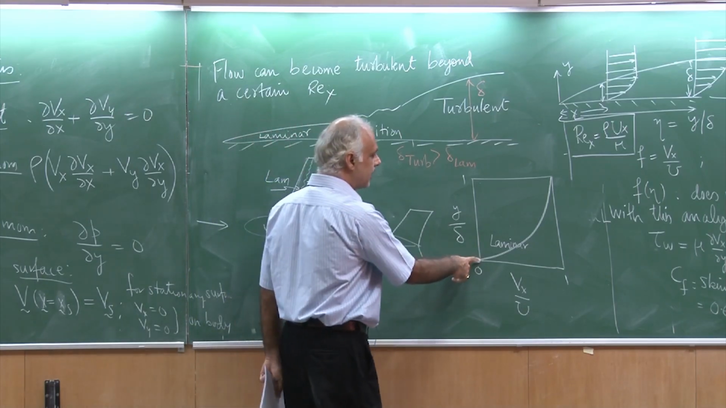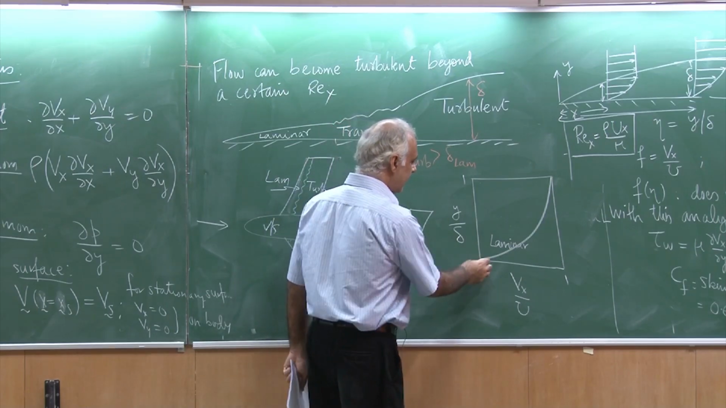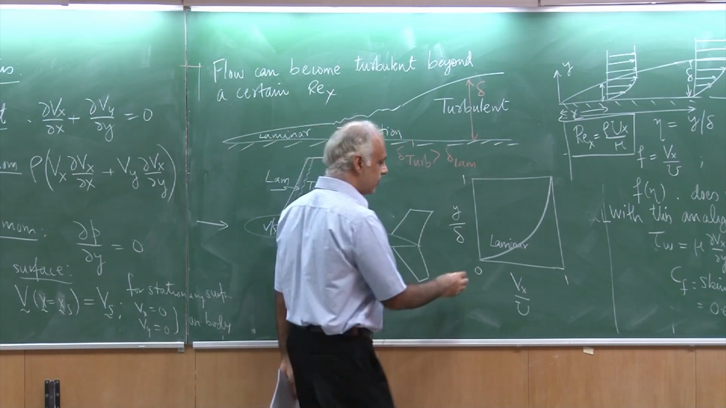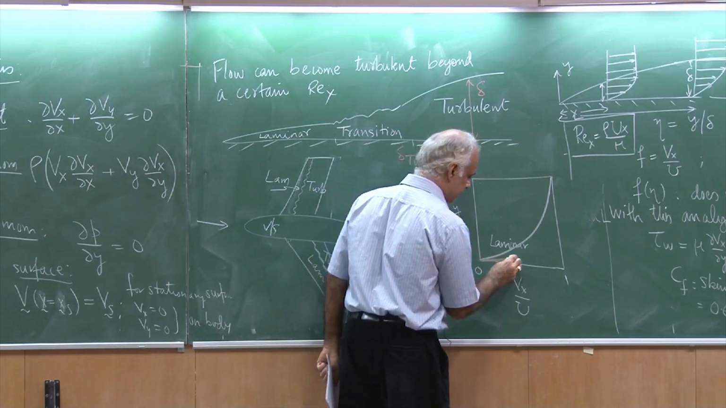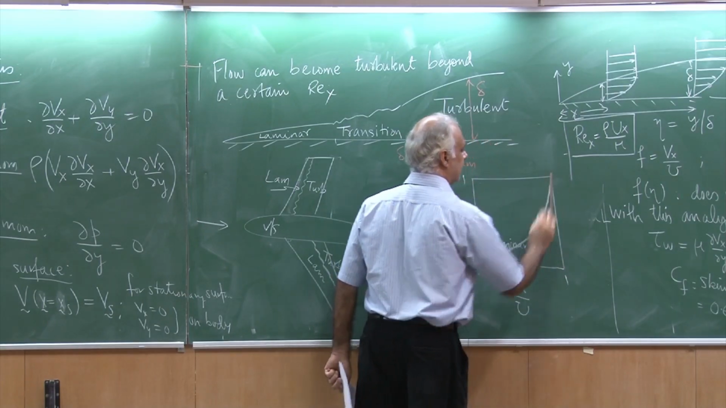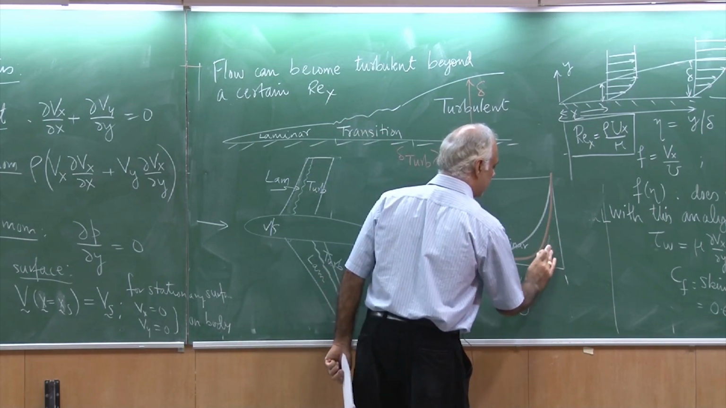So this is the laminar profile. How would the turbulent profile look like? Actually, it is very steep near the wall. So you would get something like this, and then it kind of does this. So this is turbulent.